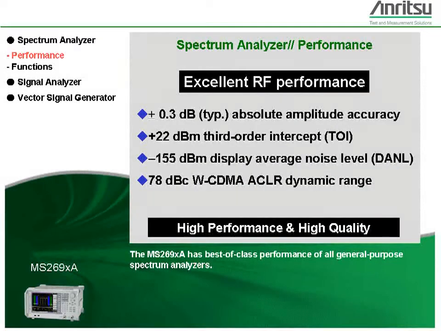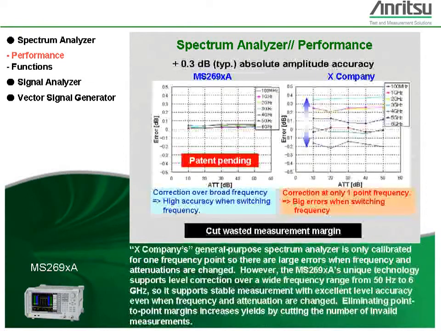The MS269xA has best-of-class performance of all general-purpose spectrum analyzers. X Company's general-purpose spectrum analyzer is only calibrated for one frequency point, so there are large errors when frequency and attenuations are changed. However, the MS2830A's unique technology supports level correction over a wide frequency range from 300 kHz to 4 GHz, so it supports stable measurement with excellent level accuracy even when frequency and attenuation are changed. Eliminating point-to-point margins increases yields by cutting the number of invalid measurements.